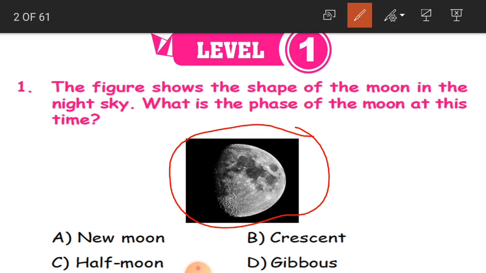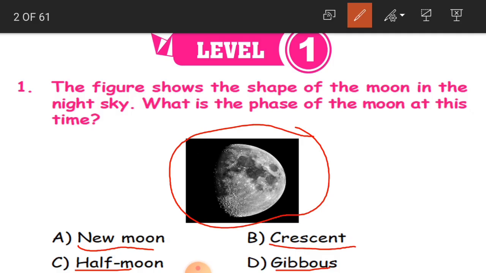Okay, so what is the phase of the moon at this time? As we have learned, the moon revolves around the earth and it has so many phases during this revolution process, like new moon, full moon, crescent moon, and all that. According to this picture, what is this phase of the moon called? Either it is a new moon, crescent moon, half moon, or gibbous moon.